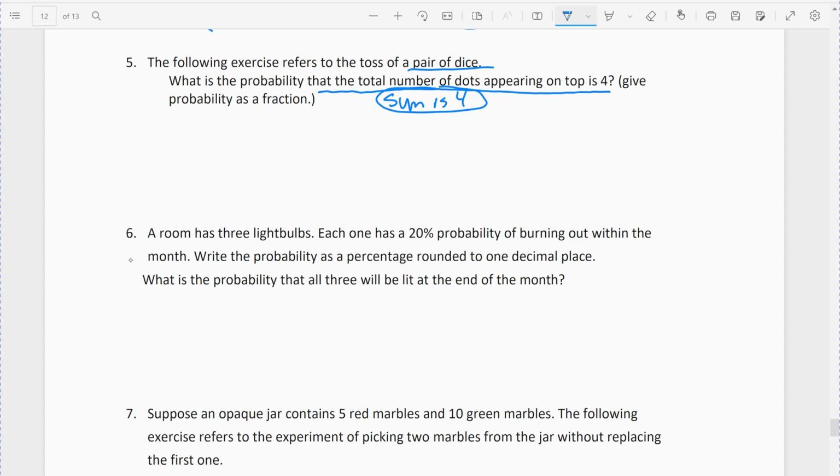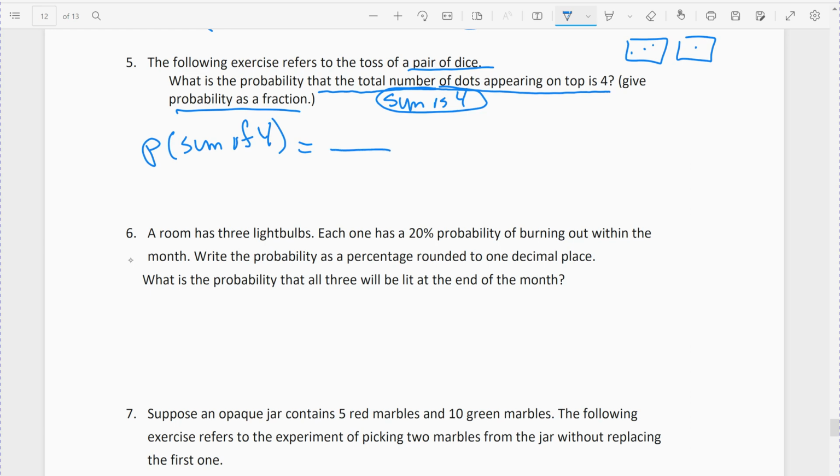Right, total number of dots is 4. When you add up the dots, you have 4 of them. So that would be like if you had 3 dots and a 1 dot, right? Total sum is 4. Give the probability as a fraction. Alright, so we're looking for probability. You get a sum of 4. It's just a weird way that the book puts a sum of 4.